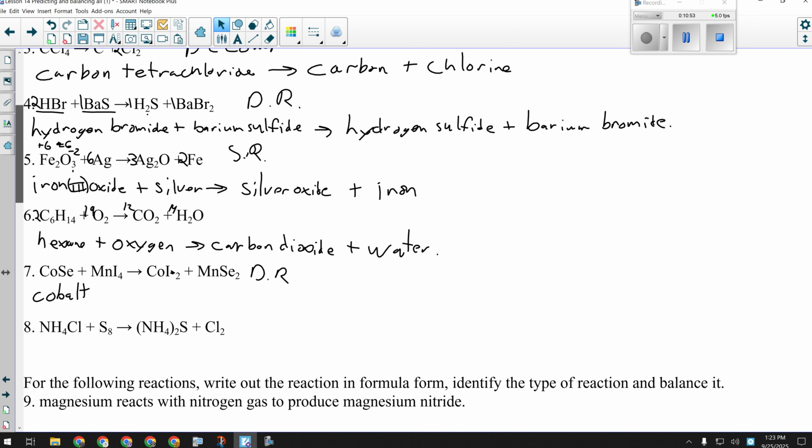Right, it needs Roman numerals. Selenium's a -2, so this must be the cobalt that is the 2+ charge. And it is reacting, sorry, with manganese. Does that also need Roman numerals? It does, because it can be a 2 or a 4. Okay, since iodine's always a -1, that gives me 4 negative charges. There's only one manganese here, so it must be manganese IV.